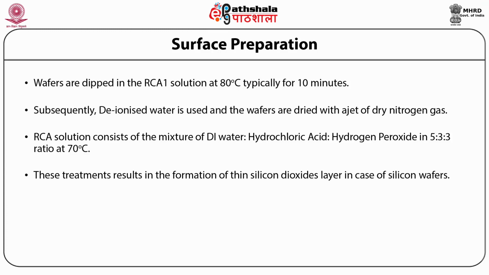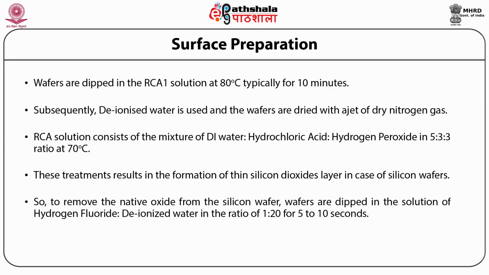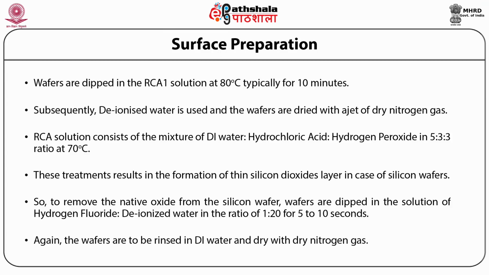These treatments result in the formation of a thin silicon dioxide layer in the case of silicon wafers. It can lead to recontamination since the bare silicon surface is very reactive. So to remove the native oxide from the silicon wafer, wafers are dipped in a solution of hydrogen fluoride and deionized water in the ratio of 1:20 for 5 to 10 seconds. Again, the wafers are rinsed in DI water and dried with dry nitrogen gas.